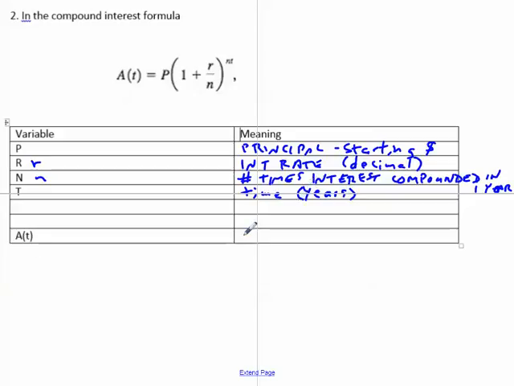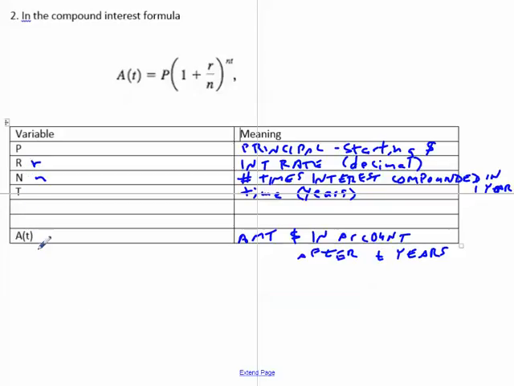A of t gives you actually the amount of money in the account after t years. So it takes into account, number one, the principal that you started with and the compounding as well. So basically that's all we've got. There's our variables p and r and n and t and a of t.